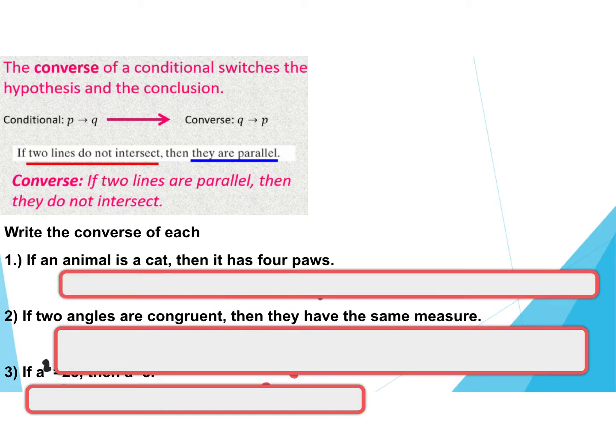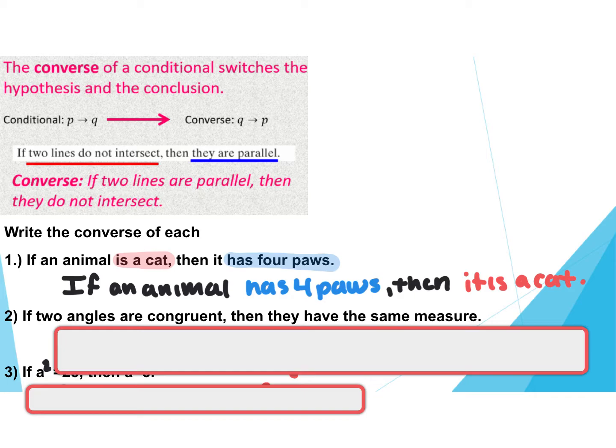So for example, the first one says if an animal is a cat, so is a cat is our hypothesis, then it has four paws. So for the converse, we would switch the order. So the statement would be if an animal has four paws, then it is a cat.